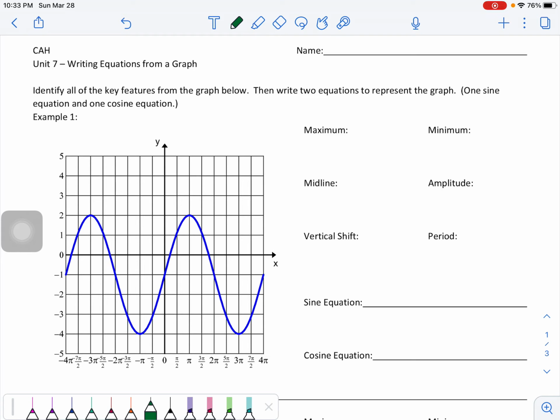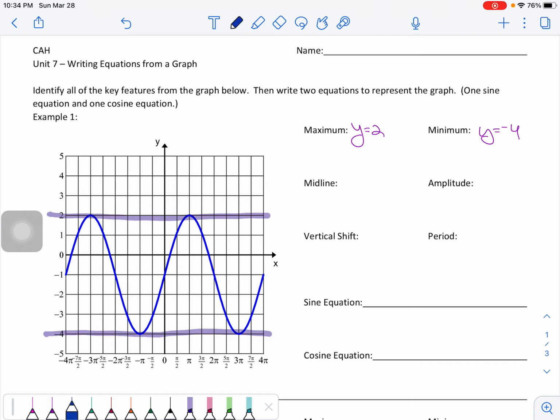So what would help is to identify some key features. Your maximum here is this horizontal line, y equals 2. Your minimum is this horizontal line, y equals -4. Oops, let me go ahead and make that y equals. There we go. Now, the midline is going to be literally the middle of those.